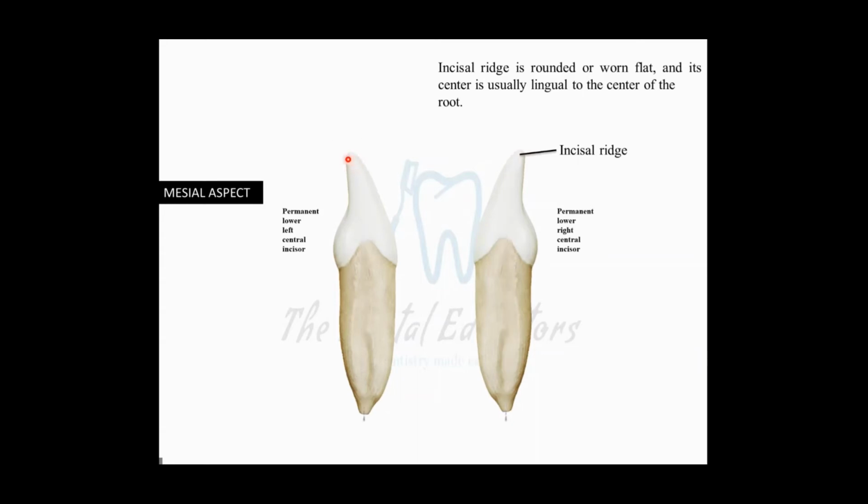Similarly, in the other mandibular central incisor, you can see that the incisal ridges are more lingually inclined. When you make a straight line in the center from the apex of the root, you can easily identify, after making this straight line, that the incisal ridges are more lingually inclined when you observe the tooth from the mesial aspect.